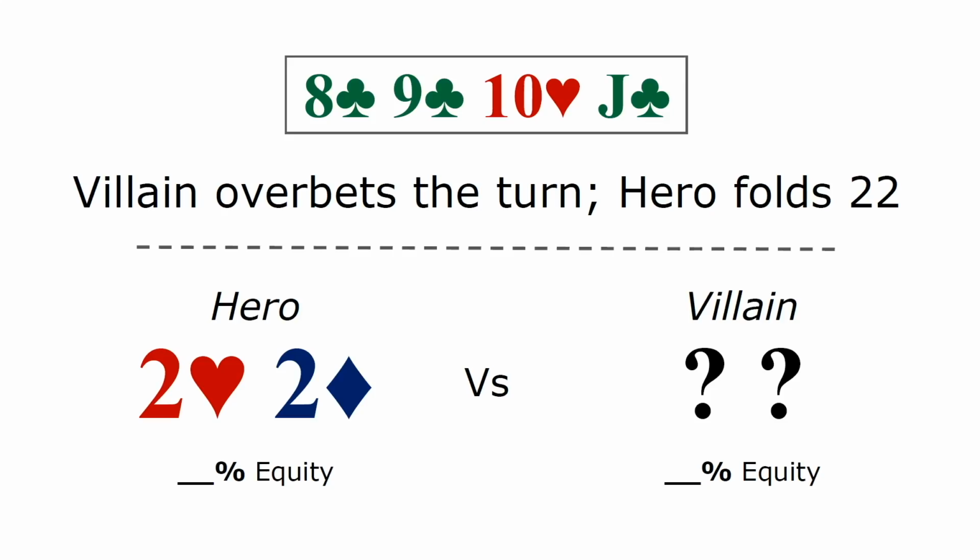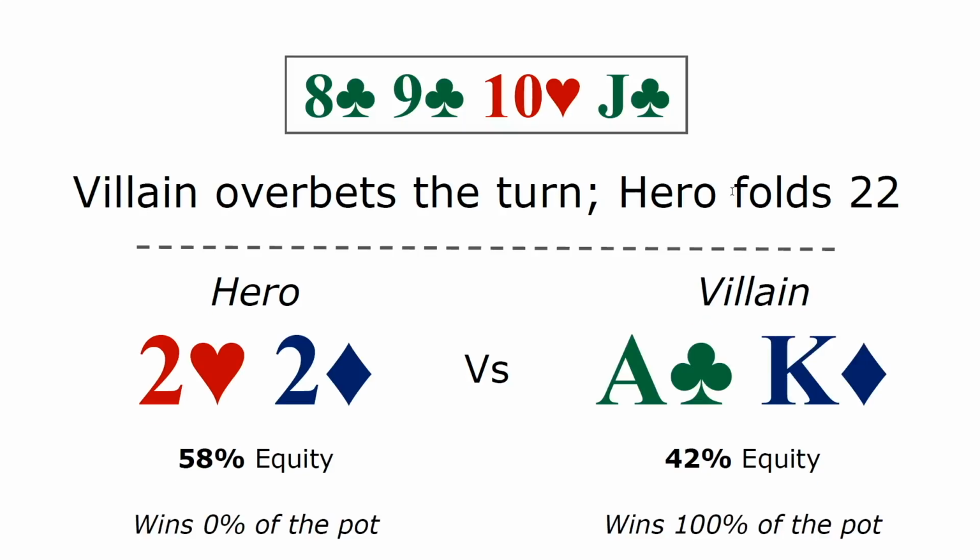The next concept is equity realization. Equity realization is a measure of how often you're actually able to get to showdown and capture the equity that your hand has versus your opponent. So for example, let's say you're on a board of 8, 9, 10, jack with 3 clubs. You have pocket 2s without a club. If villain makes a really large bet on the turn, you're forced to fold because your hand is really bad. But if it turns out that villain had ace king with the ace of clubs, you actually folded a hand that had 58% equity. So in this case, by making a large bet, villain prevented you from realizing that equity.